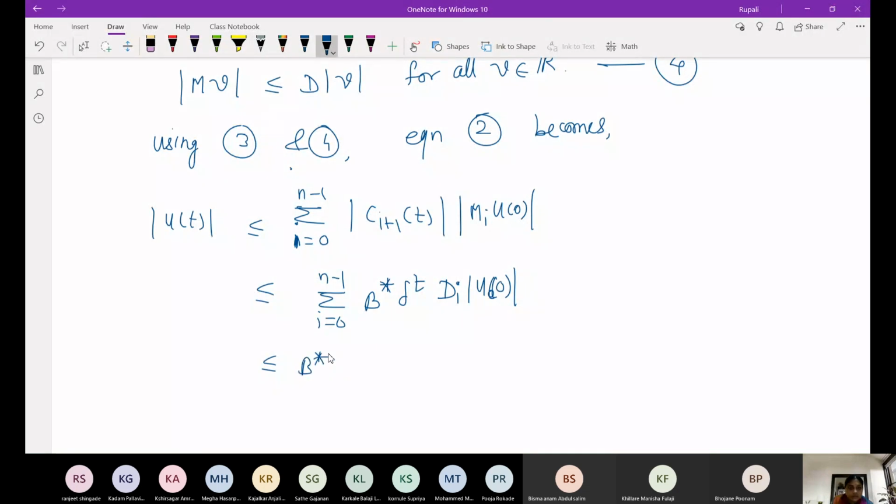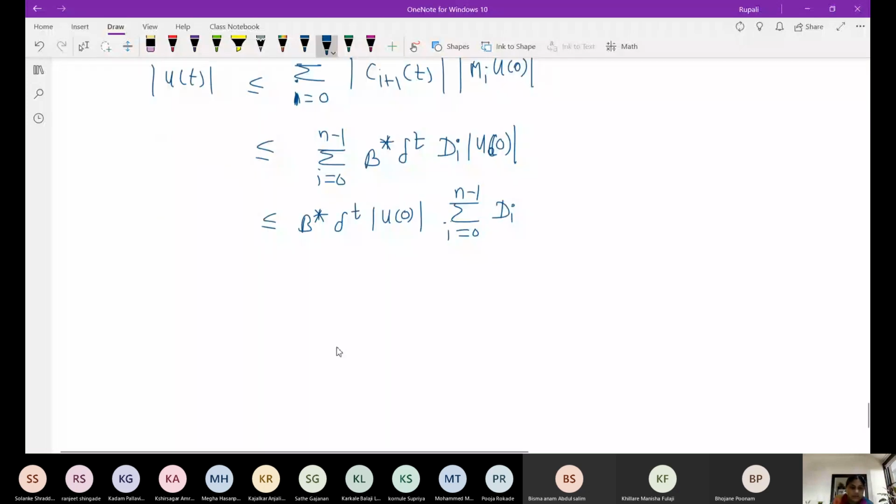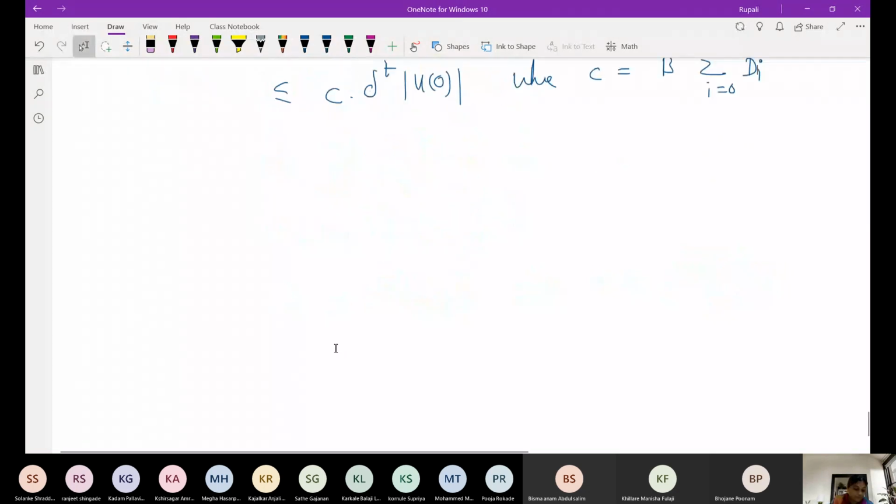which is less than or equal to, I can write as b star is constant, delta raised to t outside because it is independent of i, mod of u0 also I can take outside, summation i equal to 0 to n minus 1 di. So di is some constant, so I can write that finite sum of di's as less than or equal to c times delta raised to t mod of u0, where c is nothing but b star times summation i equal to 0 to n minus 1 di, some constant.